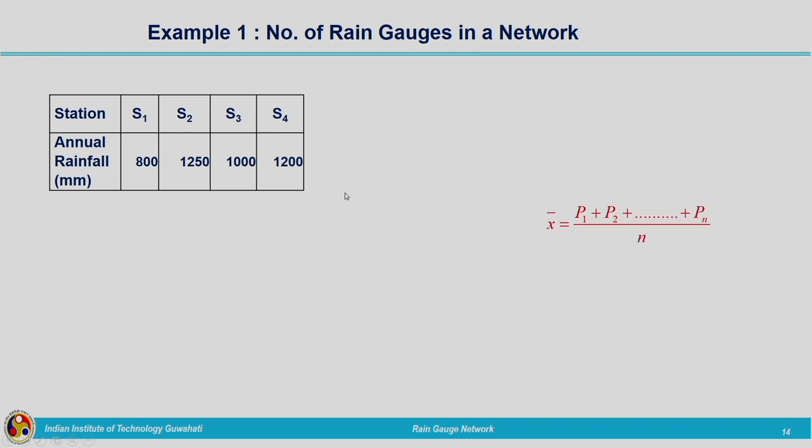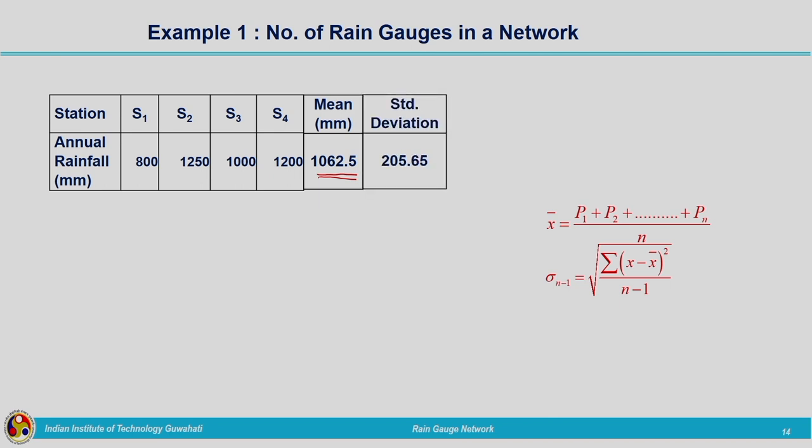What do we need to calculate? We need to calculate the mean value corresponding to this data. So the mean is calculated to be 1062.5 millimeters. Then we need to calculate the standard deviation corresponding to this sample. That can be calculated by using this formula. It comes out to be 205.65.